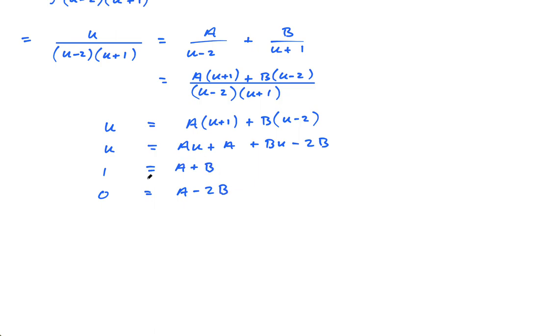Do this however you want, but I am going to say a is equal to 1 minus b from this. So 0 equals, instead of a, 1 minus b, minus 2b. So 3b equals 1. B is equal to a third. If b is equal to a third, therefore a is equal to 2/3, because 1/3 plus 2/3 equals 1. So a is equal to 2/3.